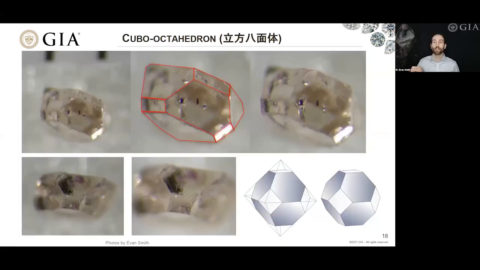Now, here is an example of an octahedron, but the points appear to be truncated and replaced with flat crystal faces with cube orientation. The cube and octahedron combination is called a cubo-octahedron.